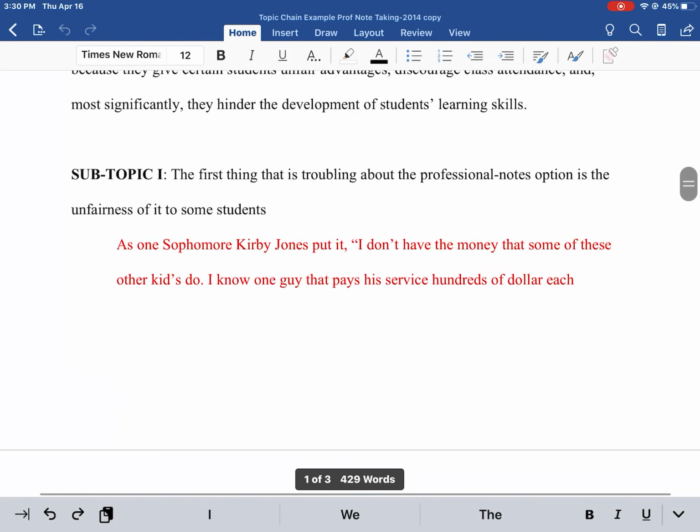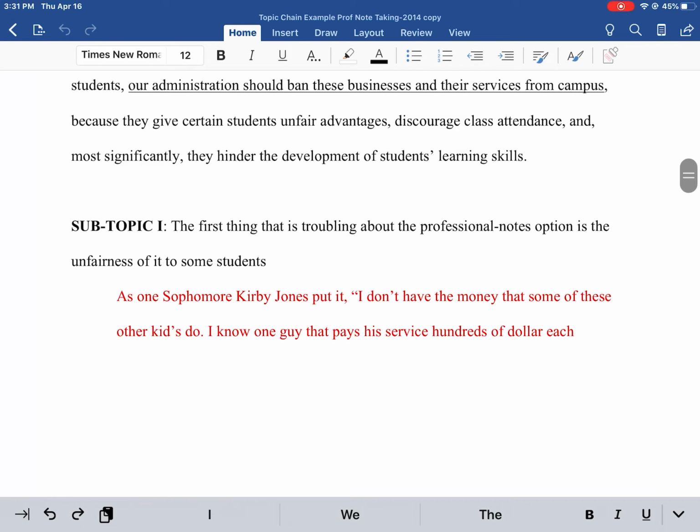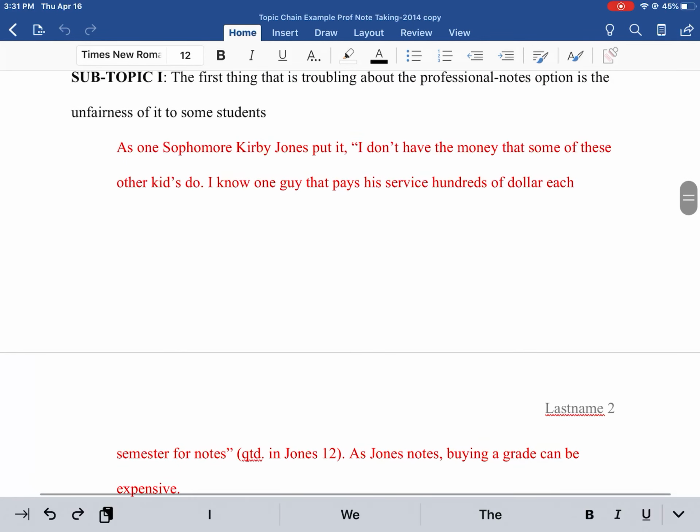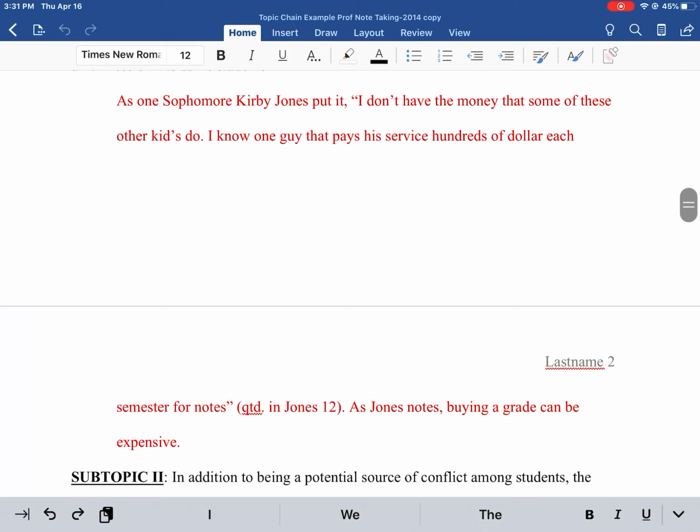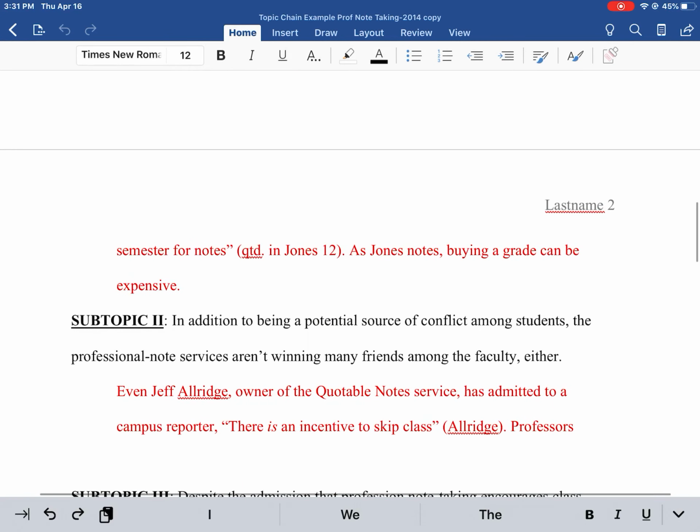So then my topic chain. The first thing that is troubling about the professional notes option is the unfairness of it to some students. That matches unfair advantages up here in my thesis. Then I'm just going to put my evidence right under this in a good order. So here I don't have 3 pieces of evidence. You would have 3. But here's one. As sophomore Kirby Jones put it, I don't have the money that some of these other kids do. I know one guy that pays his service hundreds of dollars each semester for notes. And that's quoted in Jones, page 12.